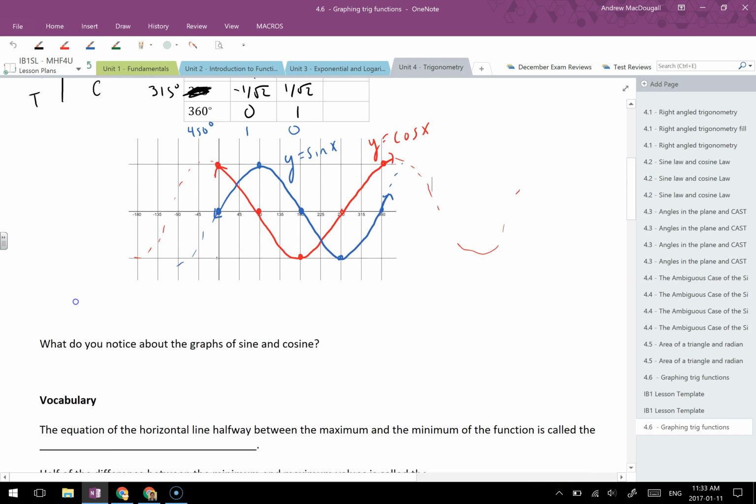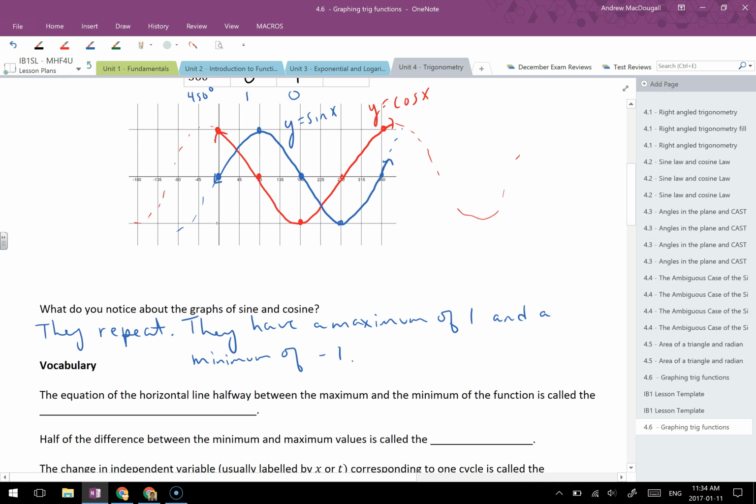Okay, so what do we notice about these graphs? Well, there are interesting properties. Like we've said, they repeat. Also, they both have a maximum of 1 and a minimum of negative 1. And of course, there are other interesting properties, but we'll just name a couple.